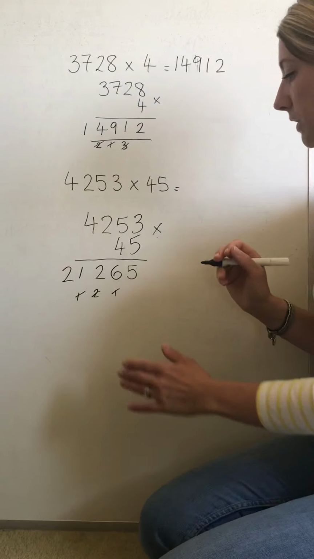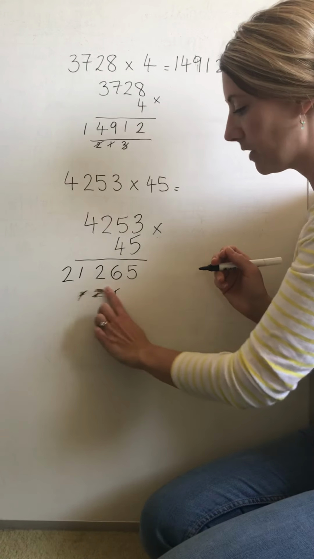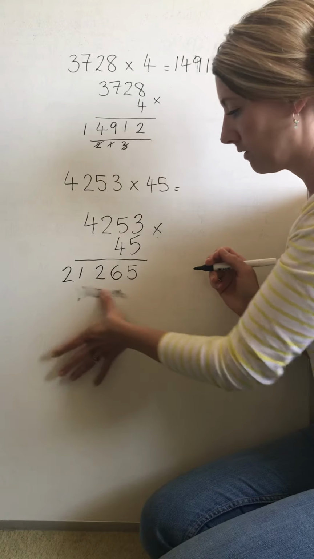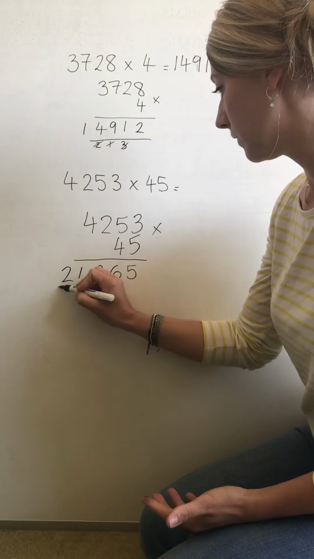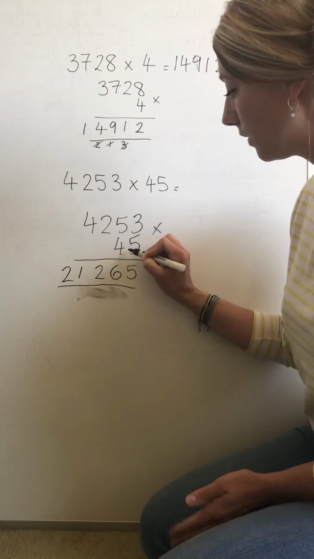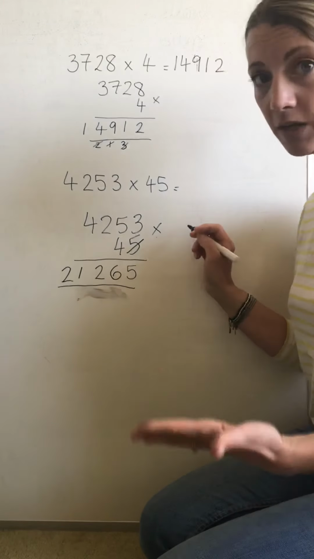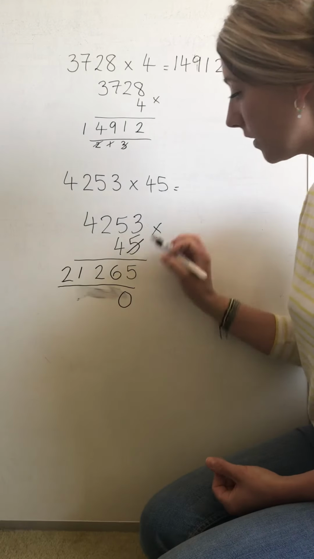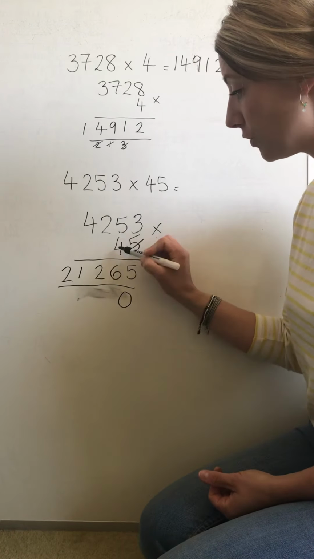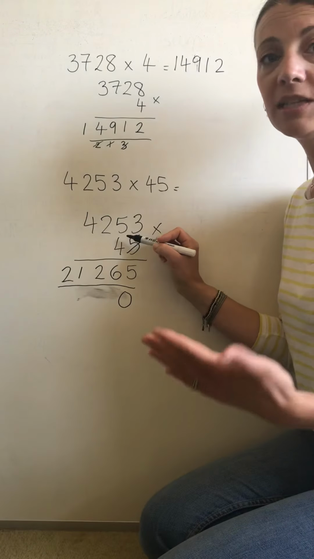Now, because I'm doing this on a whiteboard, I'm just going to rub those bits out. Not very well on here. I've multiplied everything by 5, so I'm just going to put a little line there, and I'm going to cross out my 5 because I've done that. In its place, I'm going to put a 0 because I'm now going to multiply everything by 40, but I'm just going to use it as a 4.